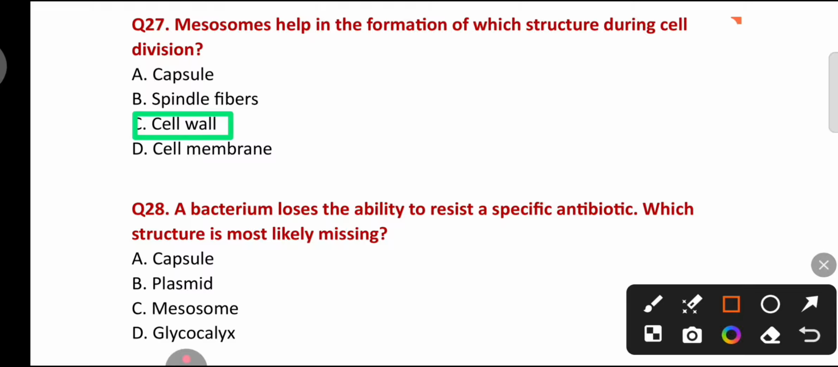A bacterium loses the ability to resist a specific antibiotic. Which structure is most likely missing? Capsule, plasmid, mesosome, glycocalyx. Plasmid is the correct option because it helps resist antibiotics in the bacterial cell.